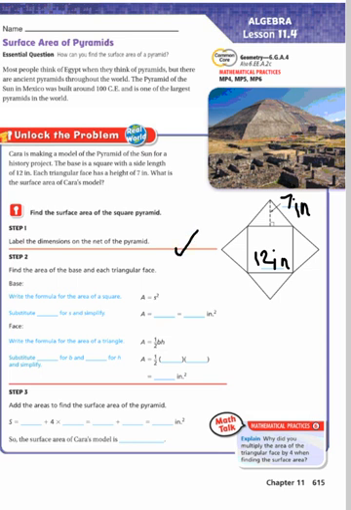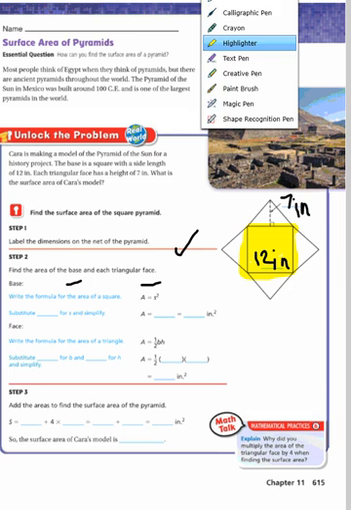Step 2, find the area of the base and each triangular face. So we need to find the area of the base and then each face. Remember that the base is what it sits on. So the base is going to be the square here. We're going to go ahead and find the area of this base first.